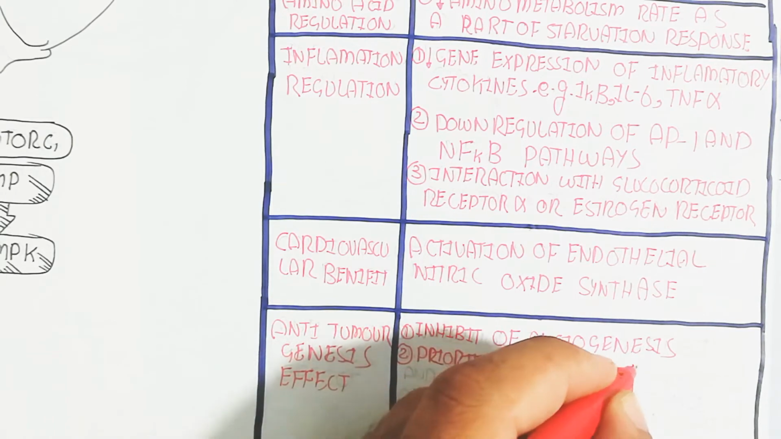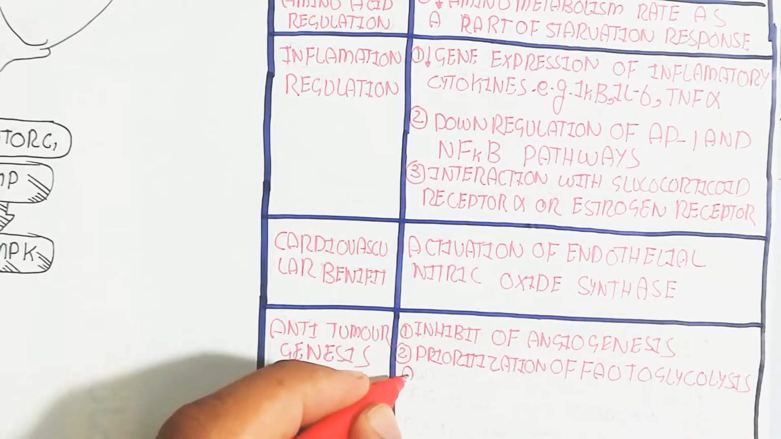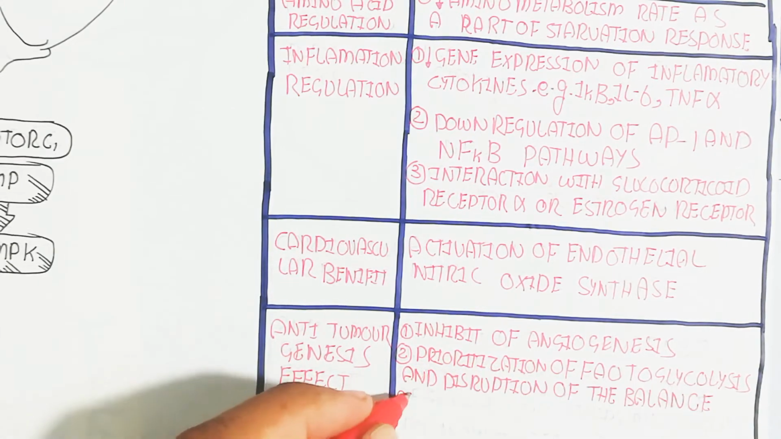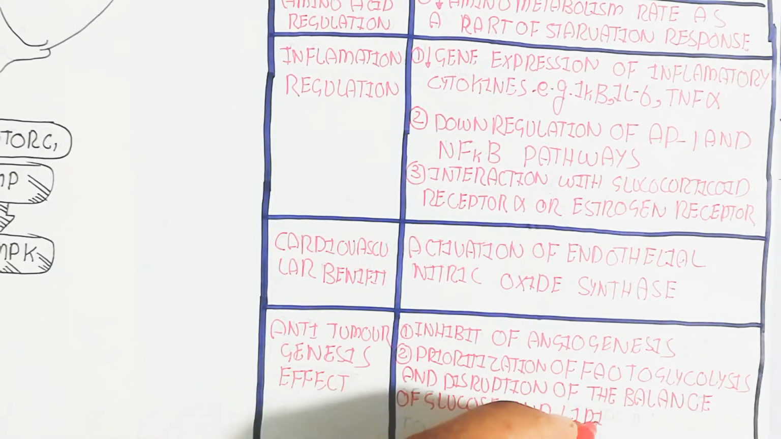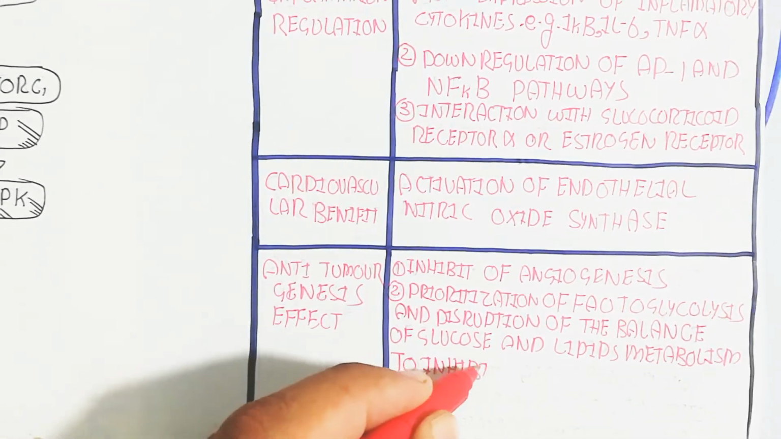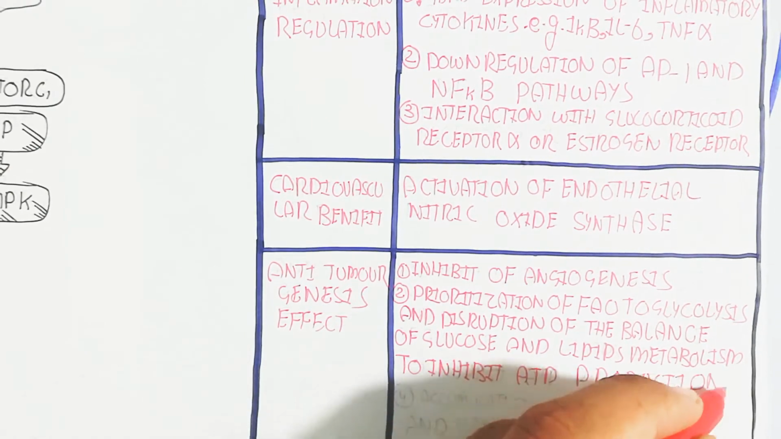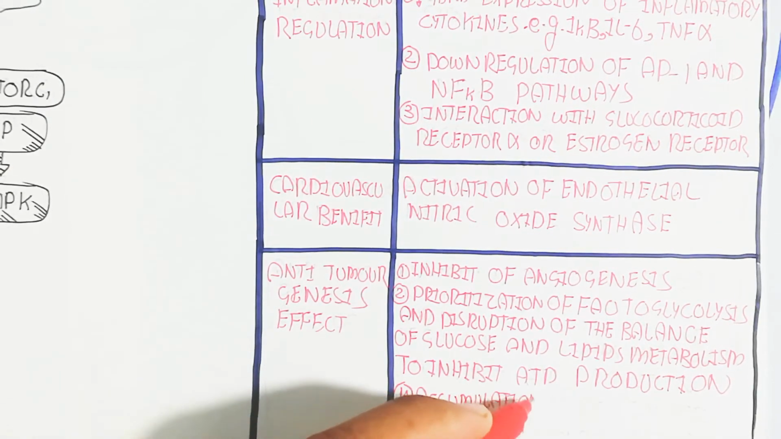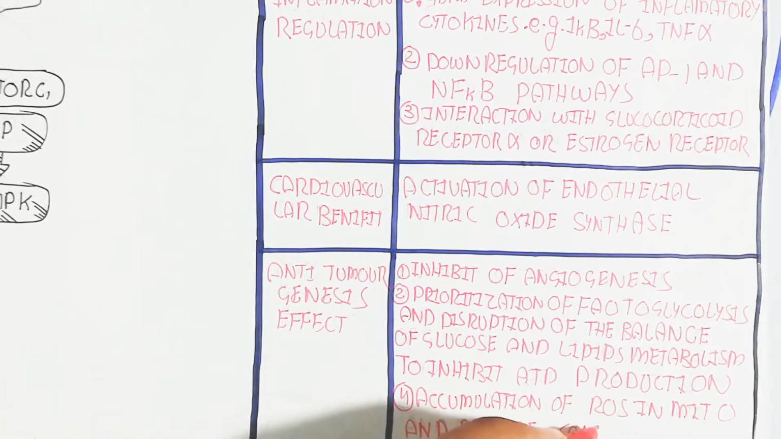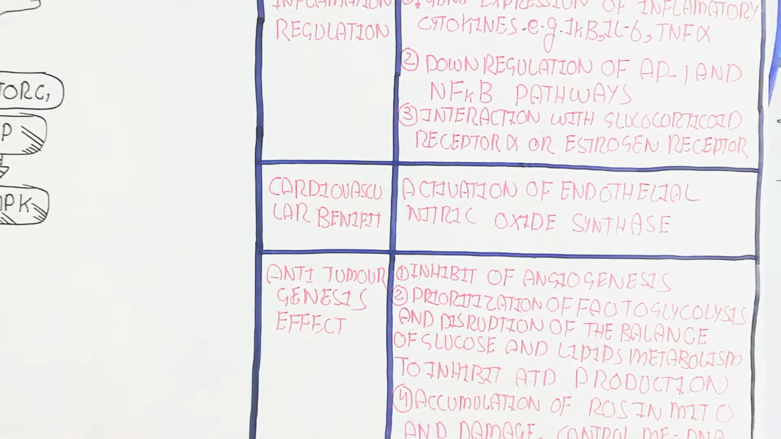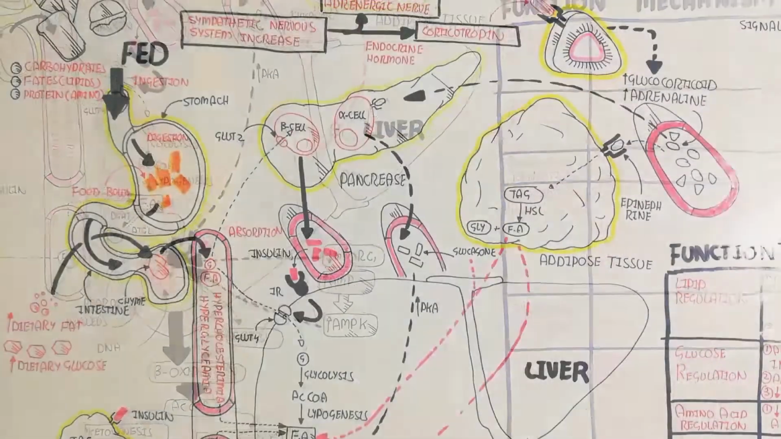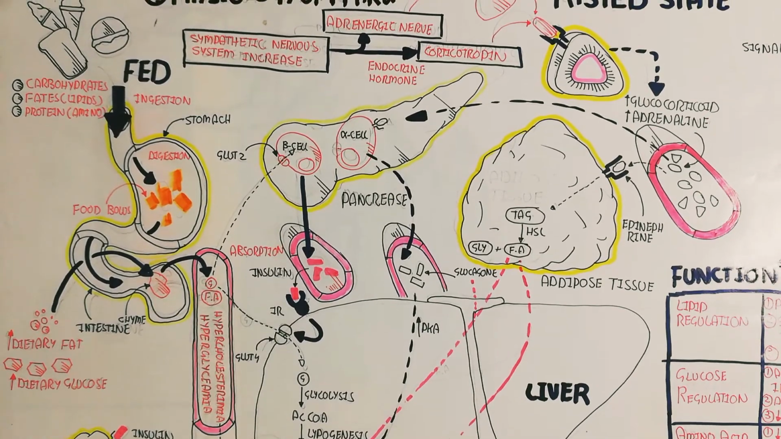The tumorigenesis effect means the inhibition of angiogenesis, the proliferation of FAO to glycolysis, the free fatty acid oxidation to glycolysis, and the disruption of the balance of glucose and lipid metabolism to inhibit ATP production. And number four is the accumulation of reactive oxygen species in mitochondria and damage control, the epigenetic also. The methylation of DNA will be controlled.